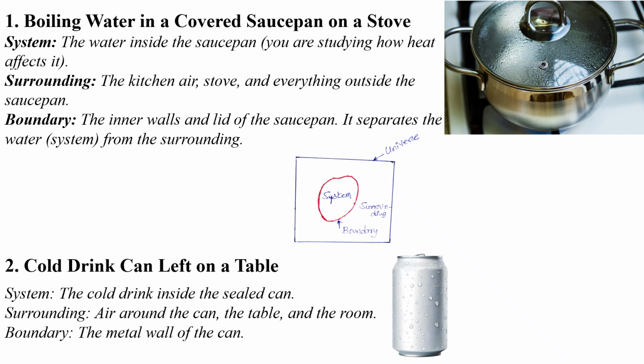Let's see another example: a cold drink can left on a table. Here the system refers to the cold drink inside the sealed can, and the surroundings are the air around the can, the table and the room, and the boundary is the metal wall of the can.